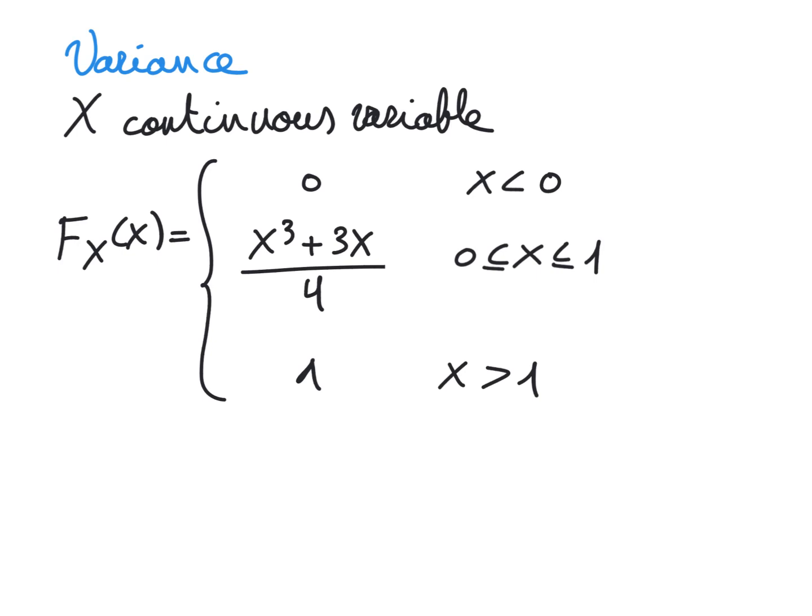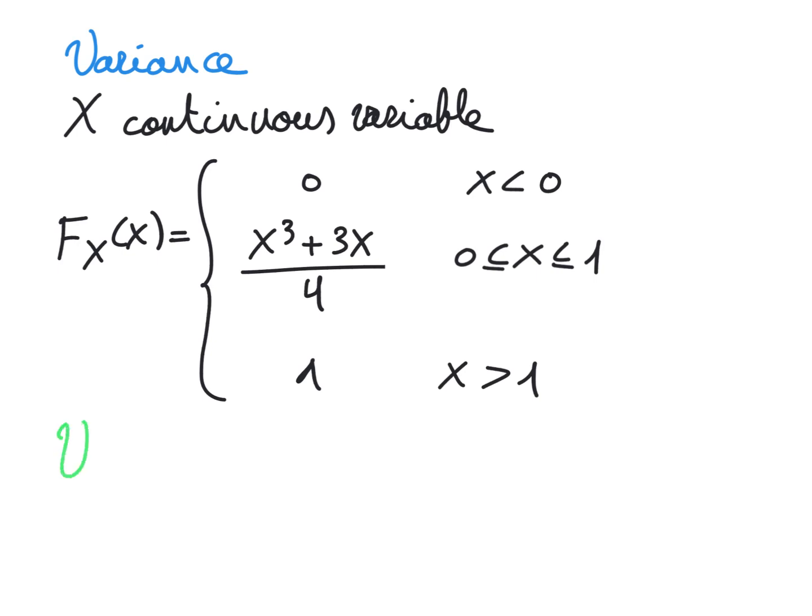So if x is less than 0, then this function f is 0. For x between 0 and 1, it's x to the power 3 plus 3 times x over 4. And for x larger than 1, it's equal to 1. And so this is basically a continuous variable that only takes on values between 0 and 1.